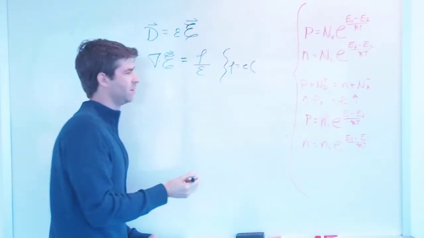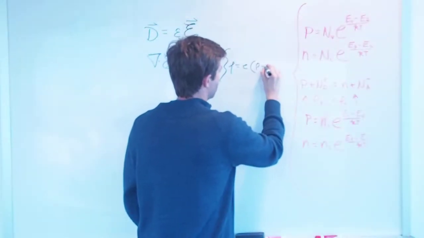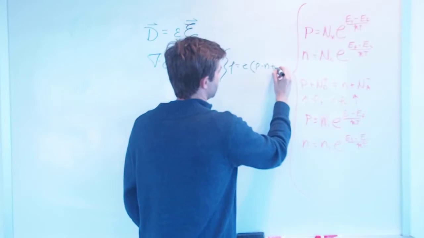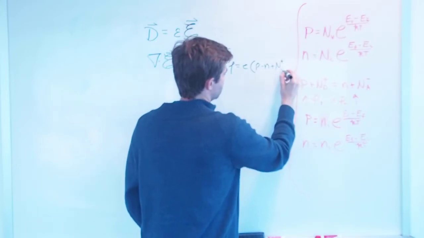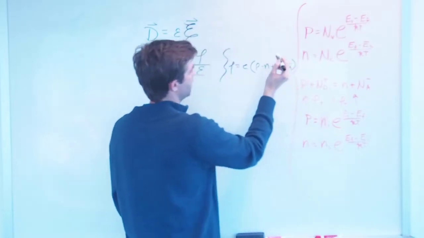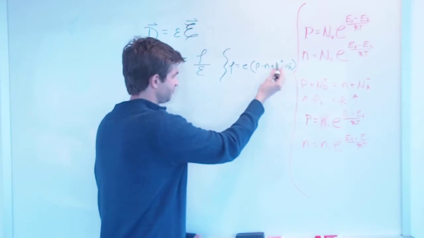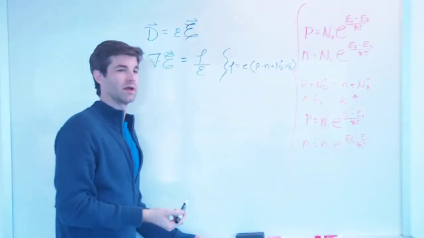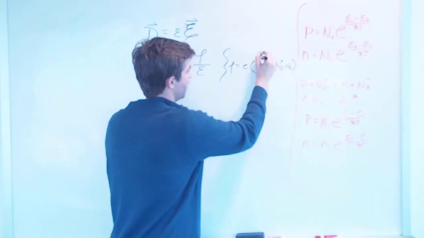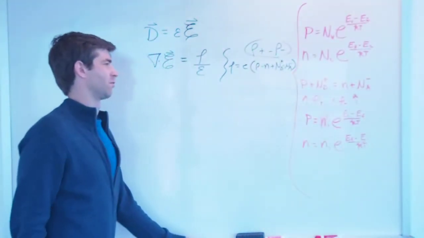well, I'm rewriting q as just e, where e is 1.6 times 10 to the negative 19 coulombs, right? It's p minus n plus N_D plus minus N_A minus. So basically, it's the sum of all your positive charges, and we subtract our negative charges from our positive charges, and that's rho, right?